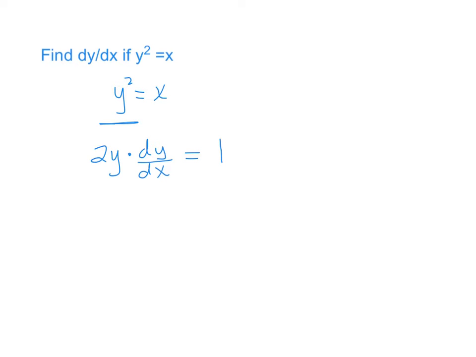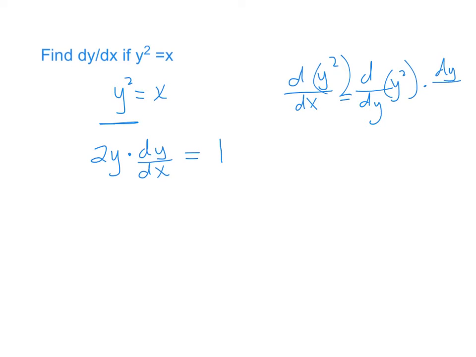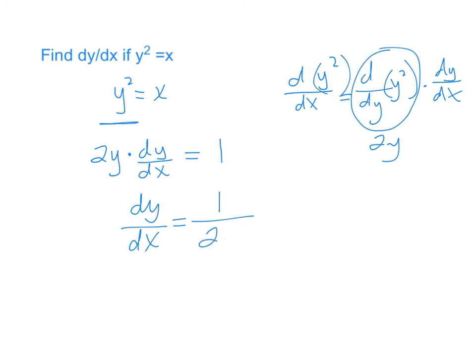Now, the chain rule looks like this. d dx of y squared equals d dy of y squared times dy dx. And so we replace this with 2y. Right? So that's what we're doing here. Now, the next thing it says is to solve for dy dx, because we're trying to find dy dx, and that's going to be 1 over 2y.